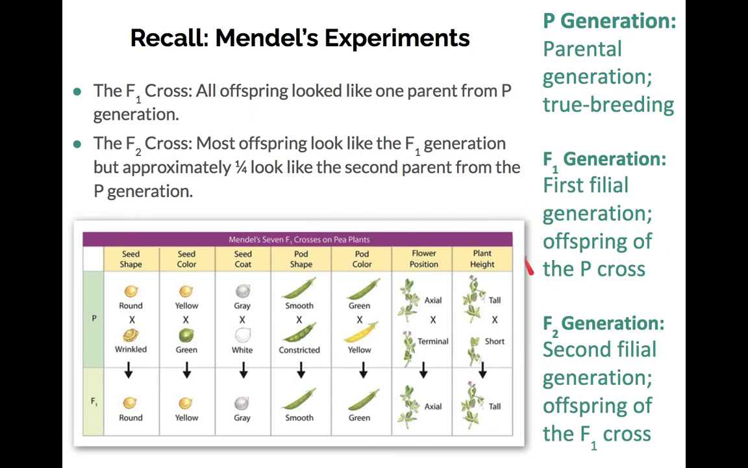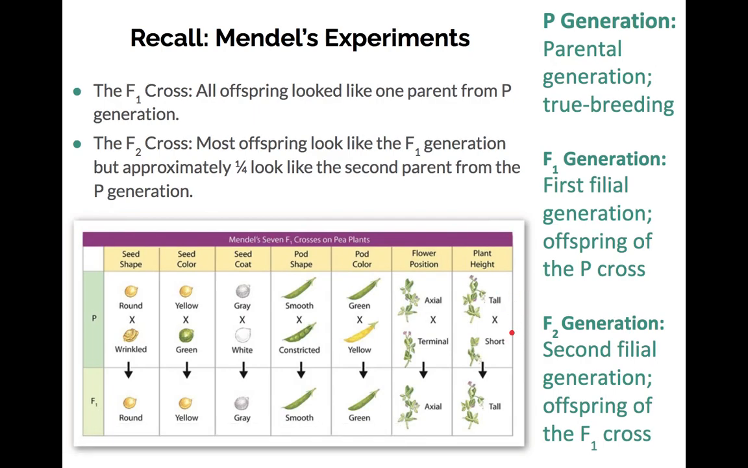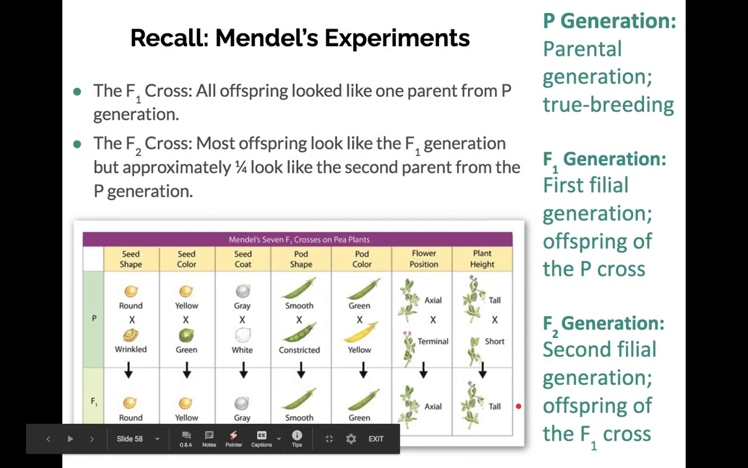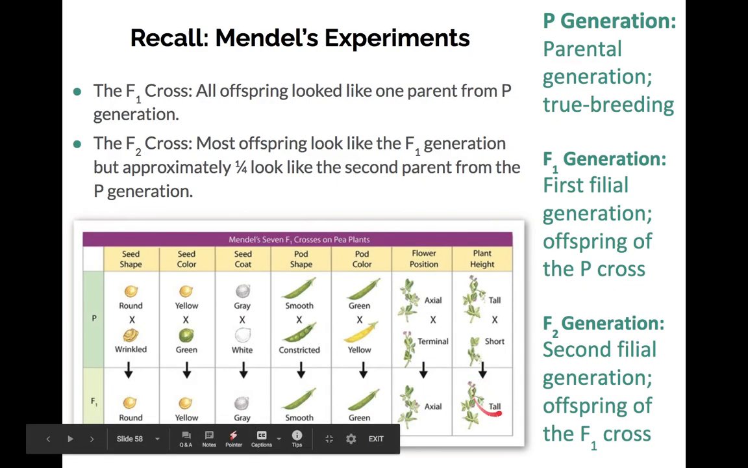Now, Mendel's experiments, if you recall, the F1 cross was a cross as a result of the two P generation, two true breeding plants here, and they all ended up looking like one of the parents from the P generation, right? So tall, axial, green, smooth, all of this F1 offspring ended up looking like this parent in particular.